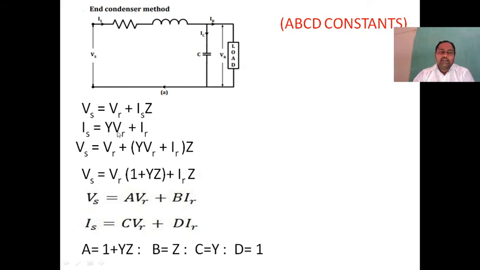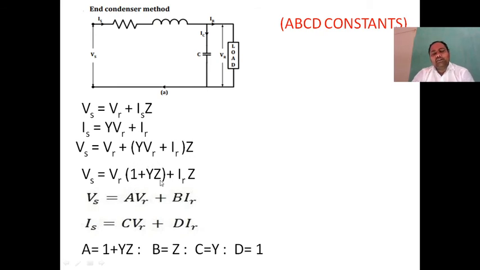What about sending end current? Is is equal to Y Vr plus Ir. So compare with the basic equations: Vs is equal to A Vr plus B Ir, Is is equal to C Vr plus D Ir. Compare with the basic equation coefficients. So tell me constants A, B, C, D. Constant A is 1 plus YZ.